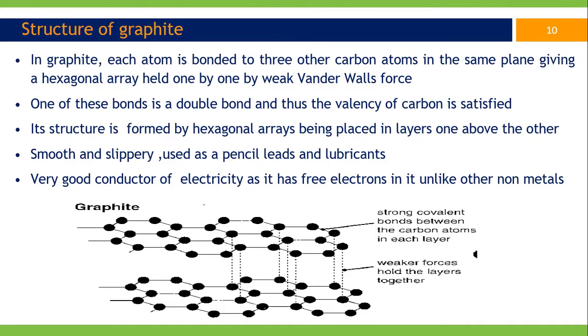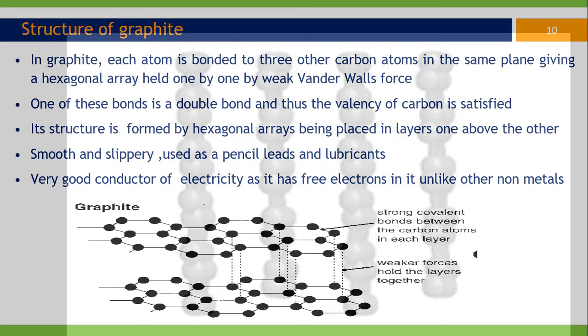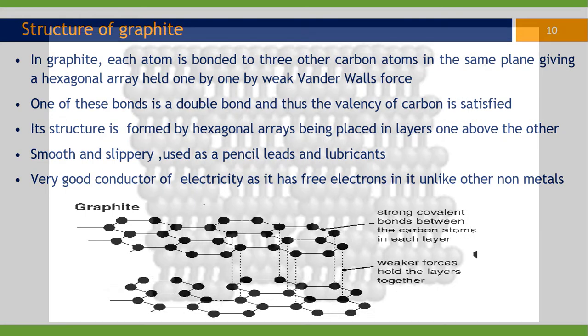First we can see the structure of graphite. In graphite, each atom is bonded to three other carbon atoms in the same plane, giving a hexagonal array held together by weak van der Waals force. One of these bonds is a double bond and thus the valency of the carbon is satisfied. Its structure is formed by hexagonal arrays being placed in layers one above the other.